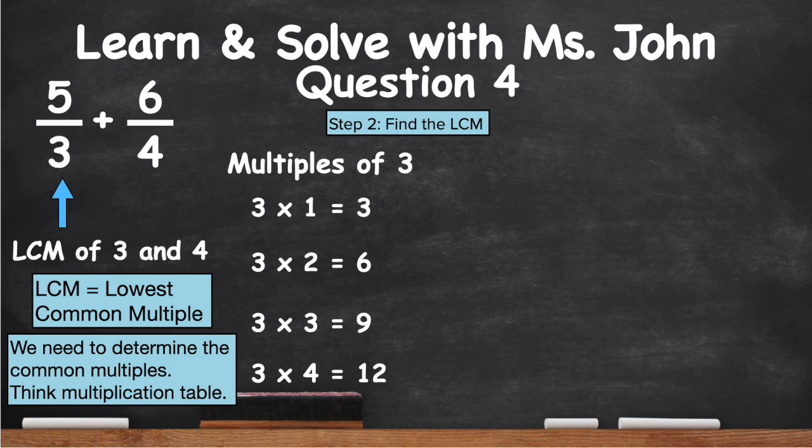12. Again, people are like, how do you know when to stop? The best bet is to stop when you're multiplying the two denominators together, because they're always going to make a common multiple. And in this case, 3 and 4.